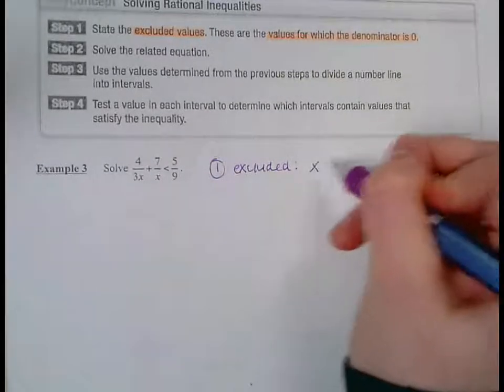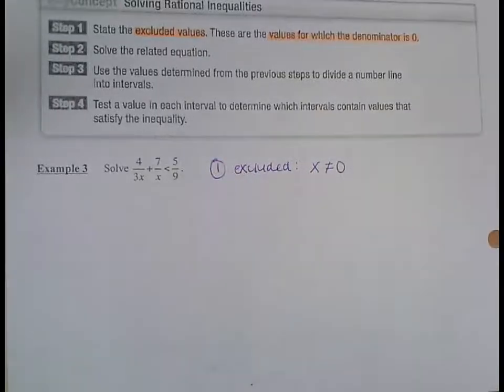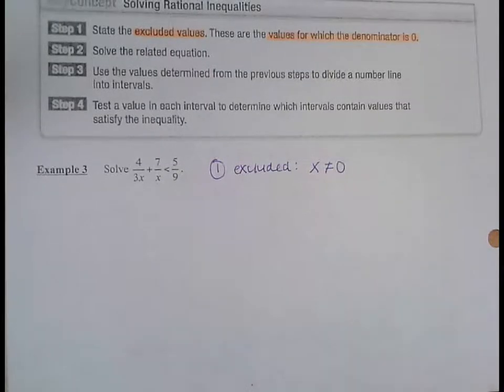So x cannot be 0. That would be an excluded value. Okay, we are going to use that value later in steps 3 and 4. So find any excluded values. You might not have any, but find any excluded values and kind of set them aside.